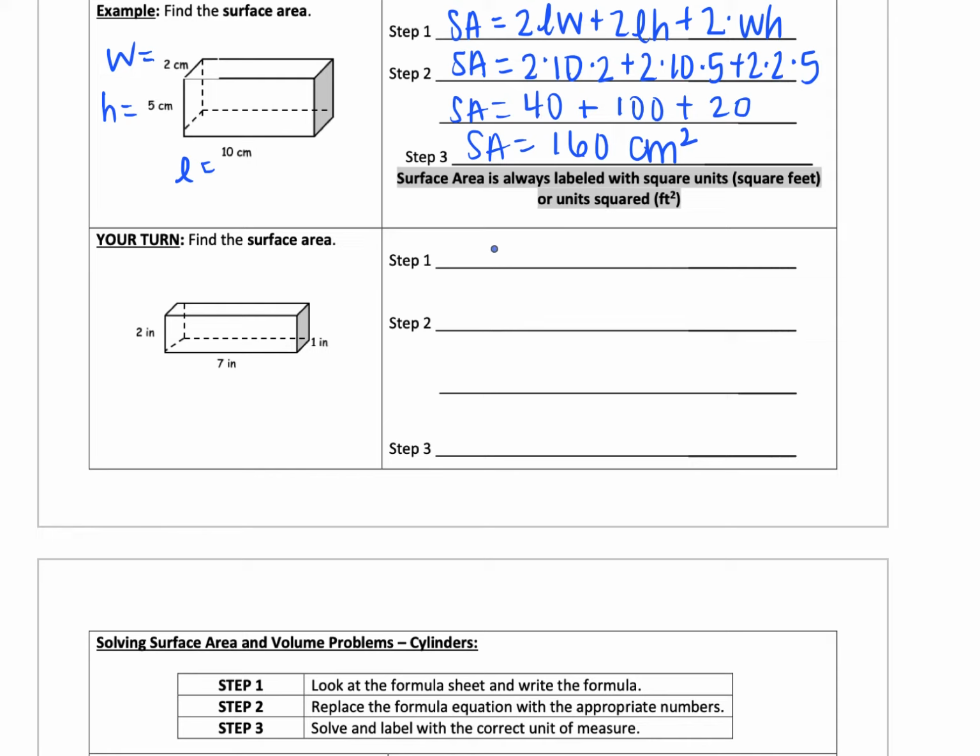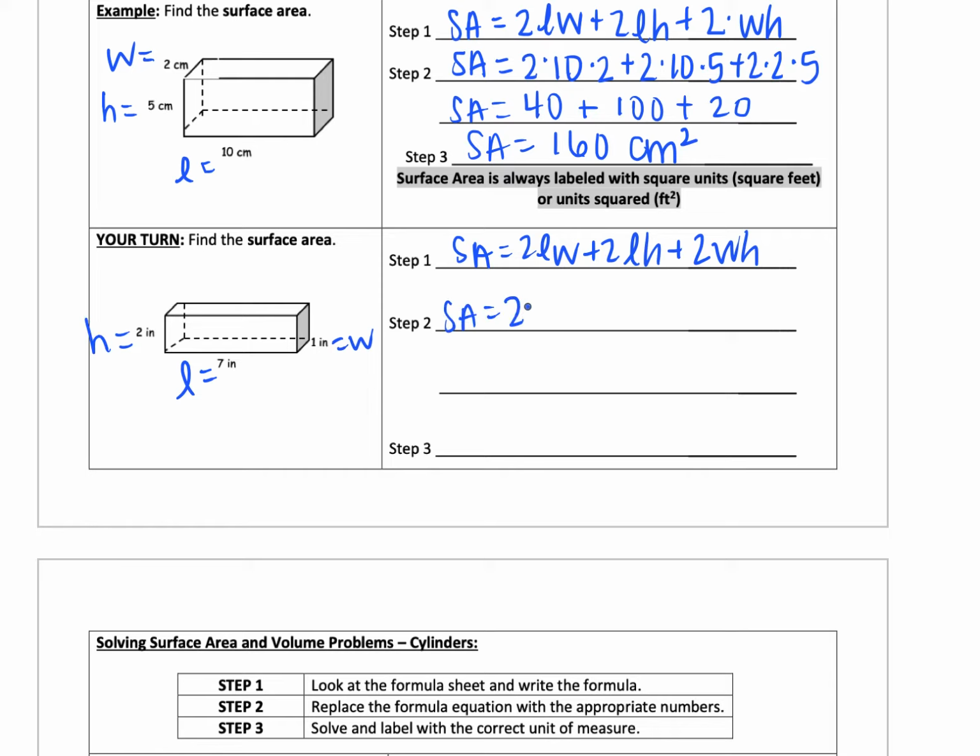So problem says find the surface area. We're still using surface area of a rectangular prism formula. So it's the same formula we just used above. So you can copy it down for step 1. The length here is 7, the width is 1, and the height is 2. So I'm going to go ahead and fill in all of my letters.